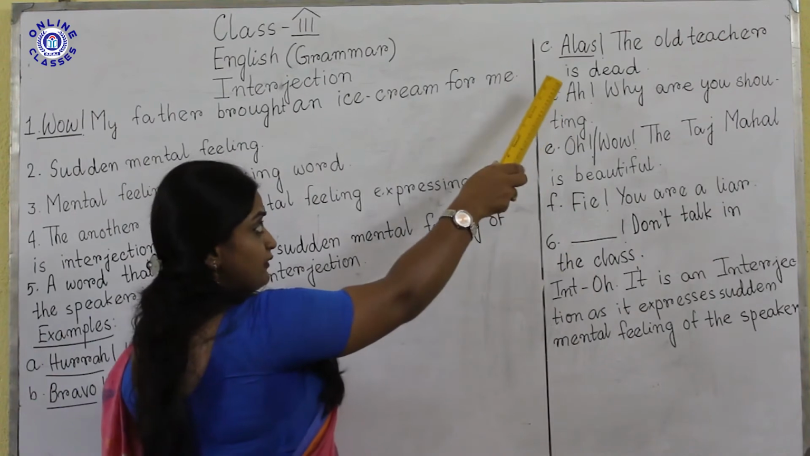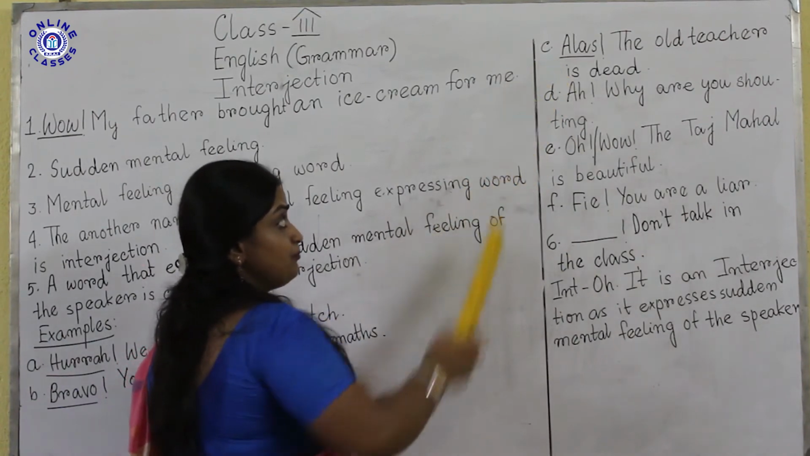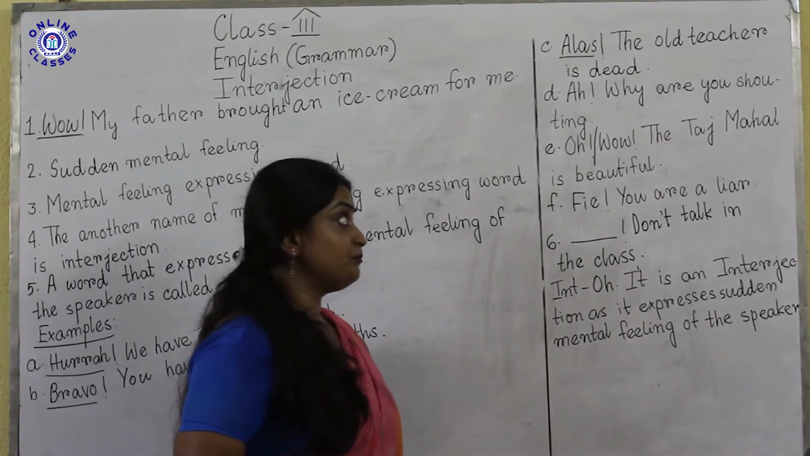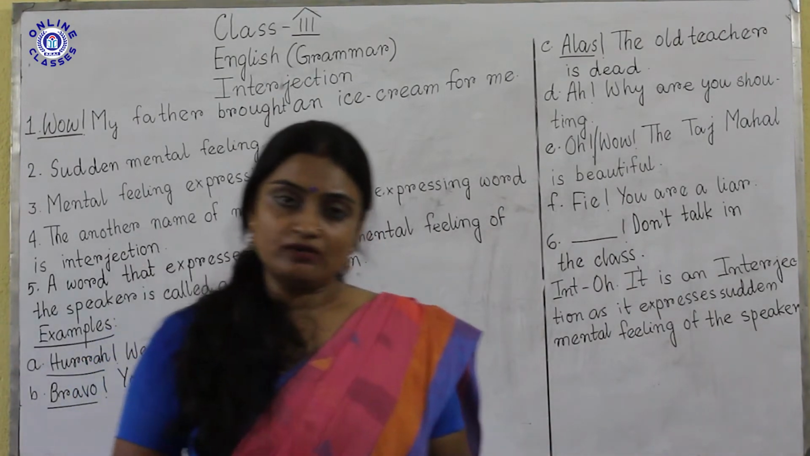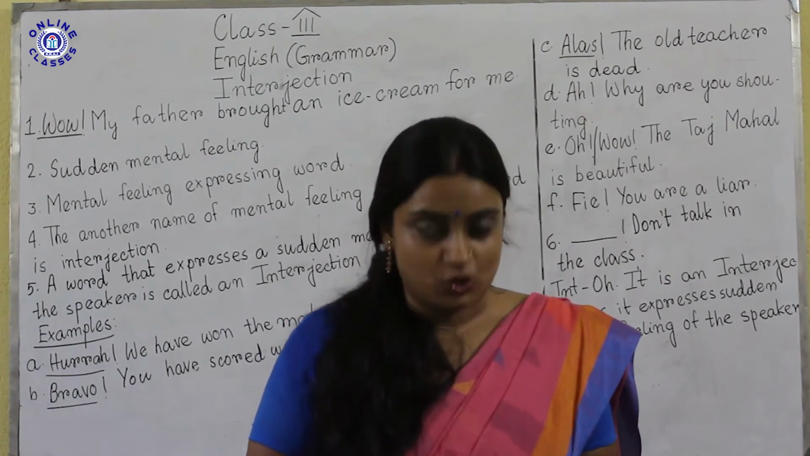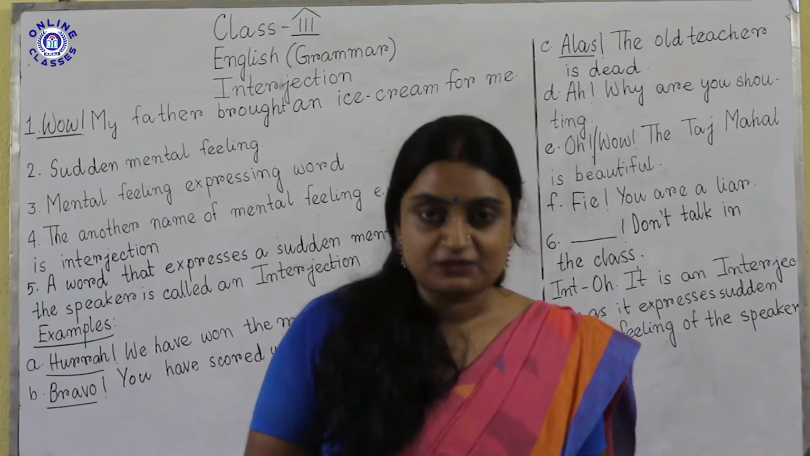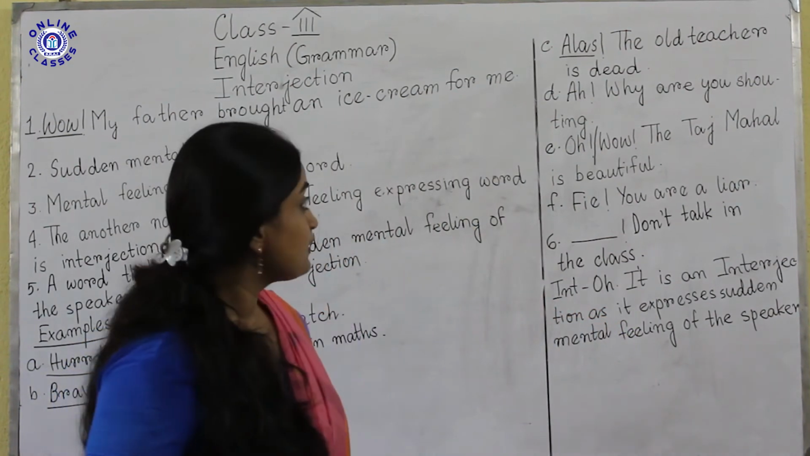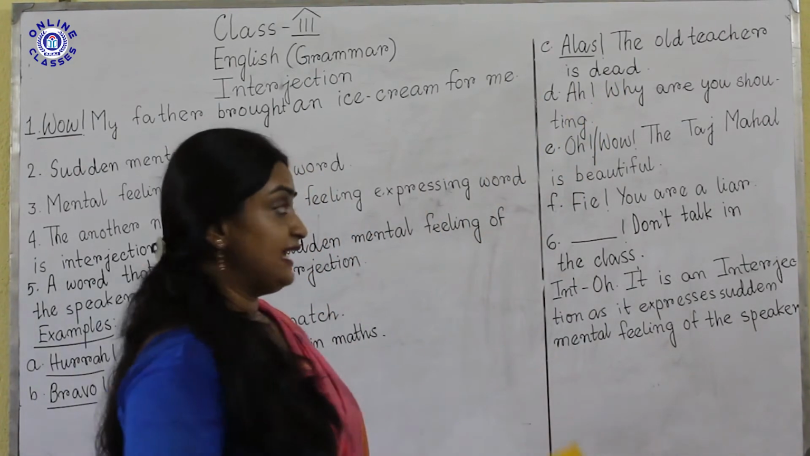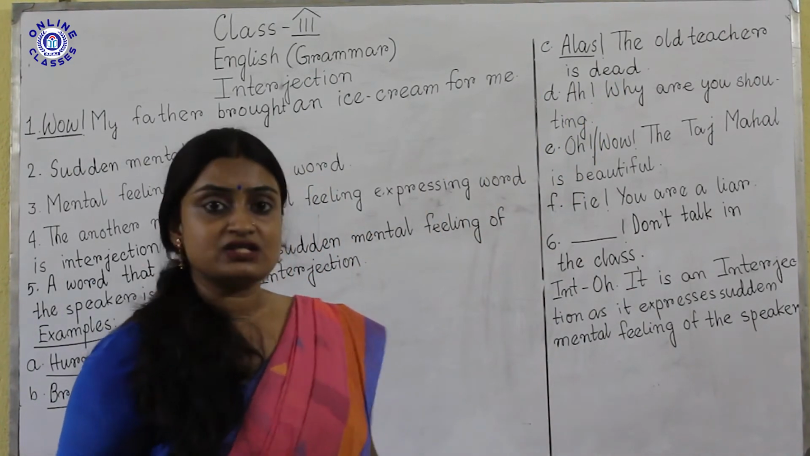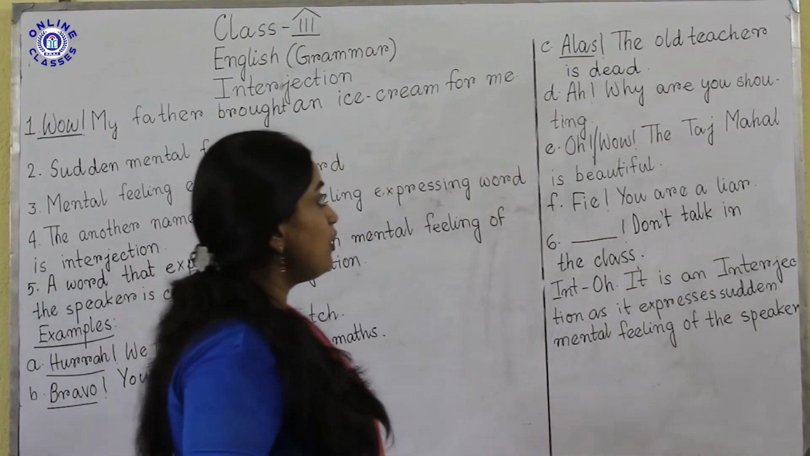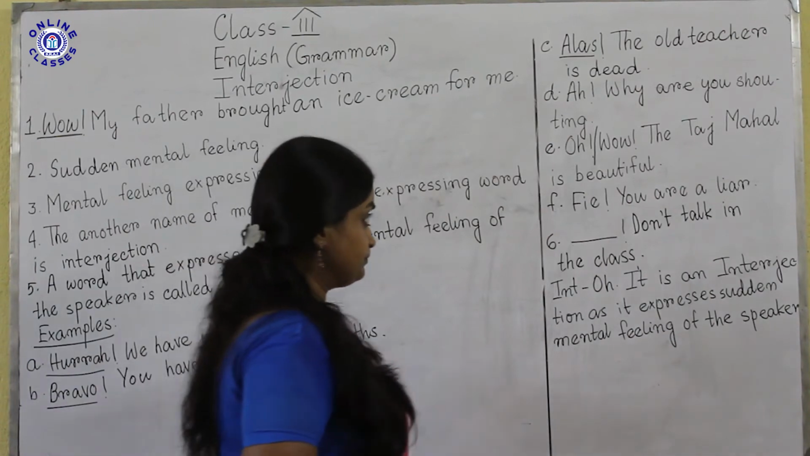Okay, come to sentence number C. Alas, the old teacher is dead. Situations don't always make you overwhelmed with joy. Sometimes they bring us sorrow. So here is a sentence like that. Somebody is dead. So how can we express our sorrow? Through the word alas. Alas, the old teacher is dead.